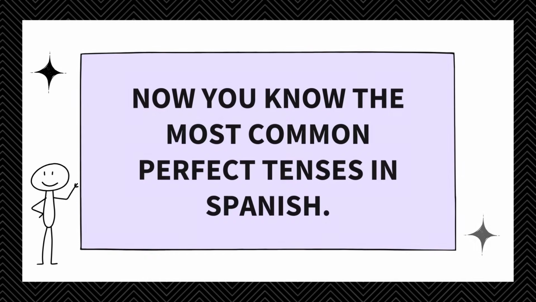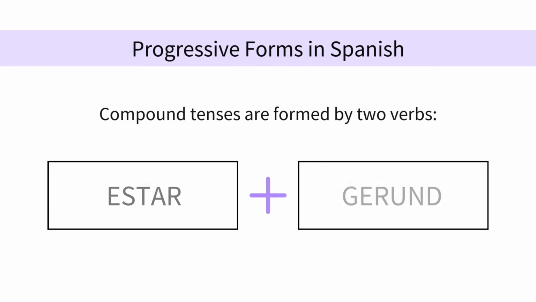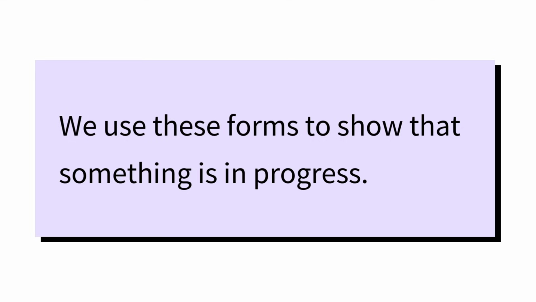So these are the most common perfect tenses. As I mentioned before, there are a few more, but they are rarely used. You should focus on learning these 5, and then you can move on to the other ones. Now let's move on to the progressive forms. They're technically not a tense, but we use them all the time, just like in English. These use the verb estar, one of the forms of to be, plus the gerund, which is like an ing verb in English. And we use these forms to show that something is in progress.